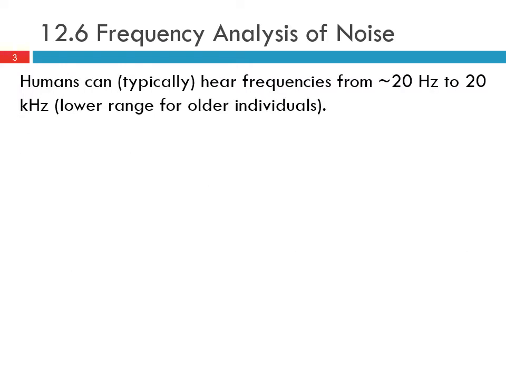Humans can typically hear frequencies from about 20 hertz to about 20 kilohertz. This is a lower range for older individuals, or also those with hearing loss. As we age, we start to lose our hearing perception in the high frequencies first. But in general, we can think that the frequency range that we're talking about here is about 20 hertz to 20 kilohertz.